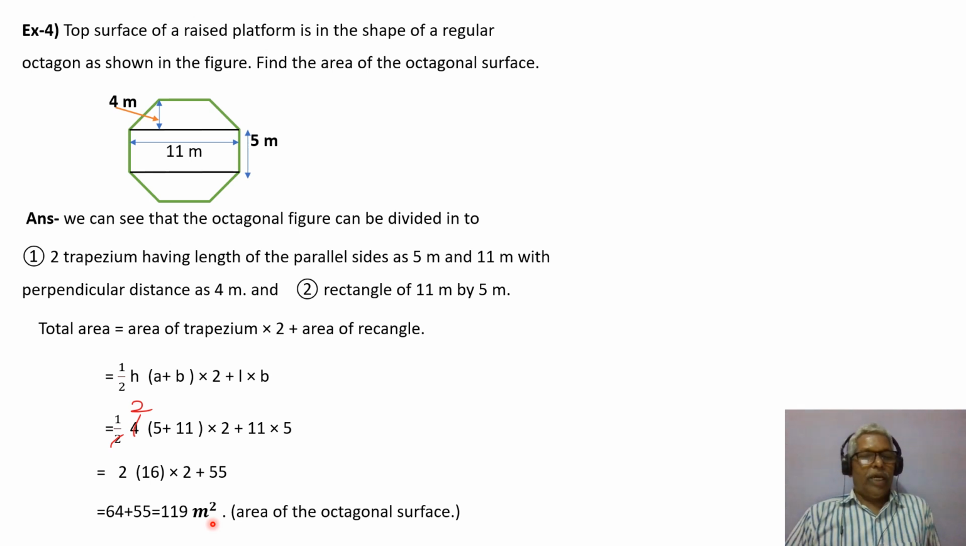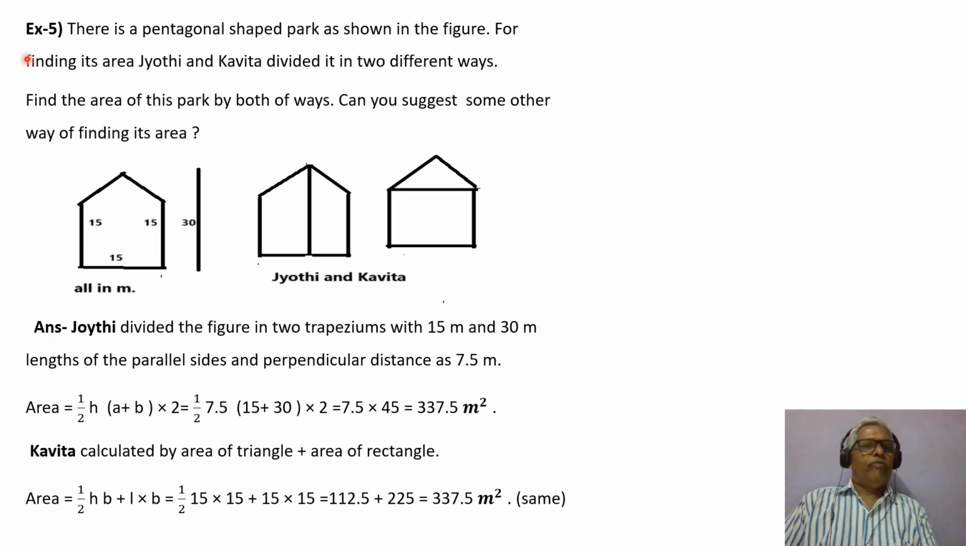Very simple arithmetic calculations after substituting in the proper formula. Okay, so the area of the octagonal surface is 119 meters square. Don't forget these units. Okay, so that was a very simple problem. Okay, move ahead. Fifth exercise.